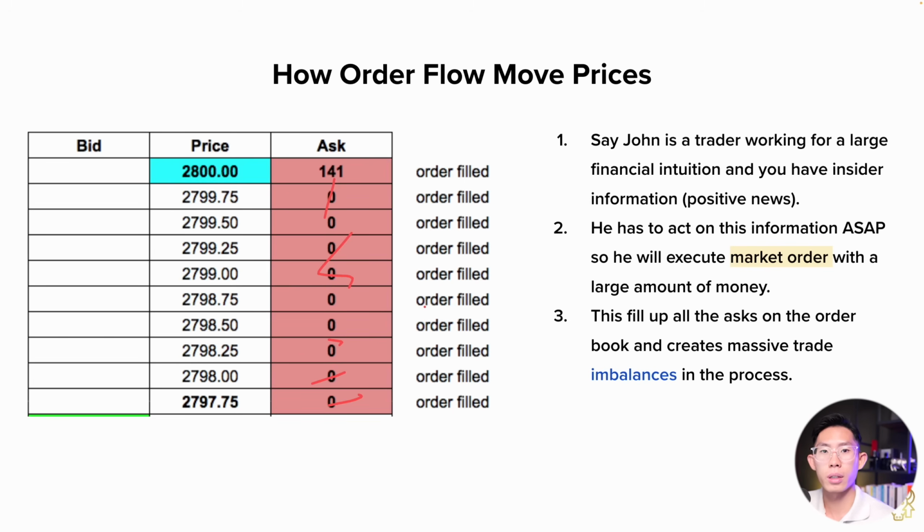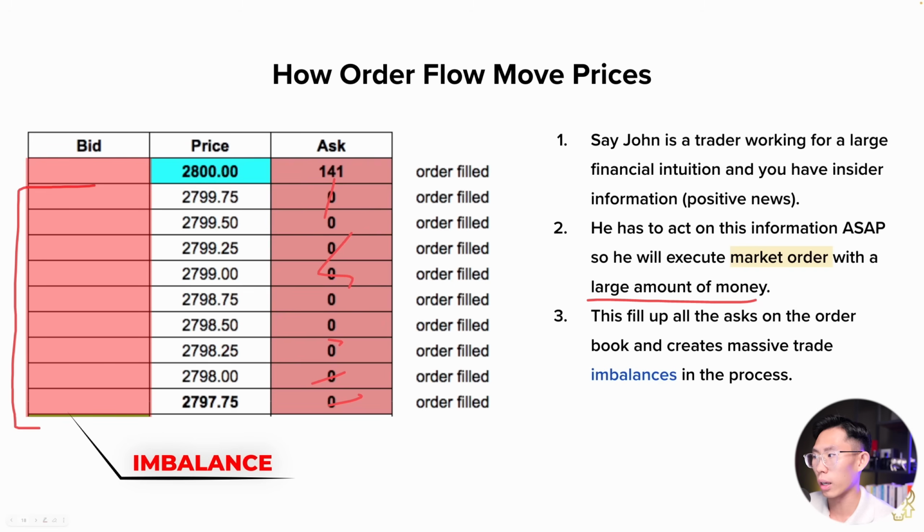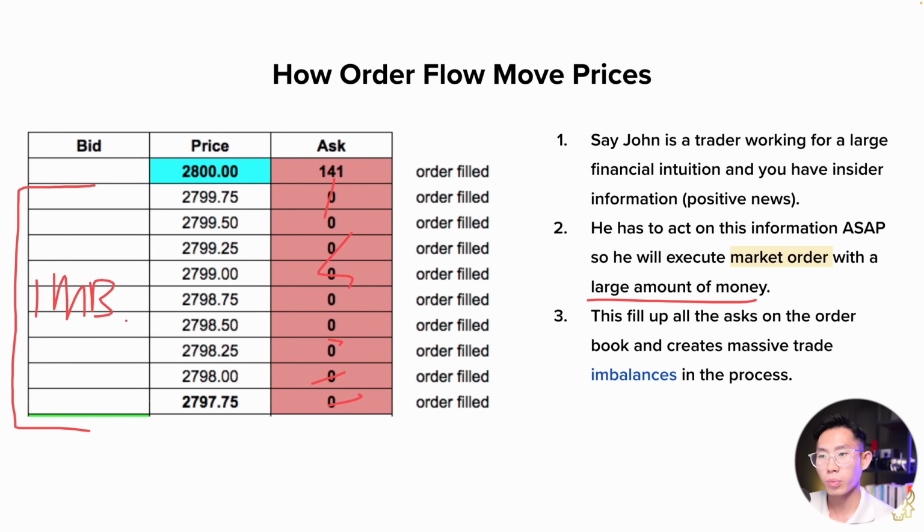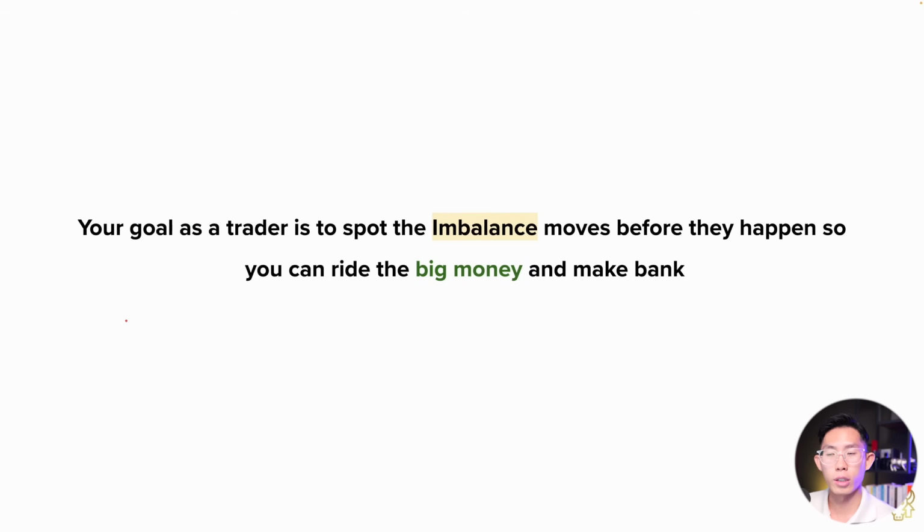And when this happens, it's because he was able to execute a large buy order, right? He was able to enter into the market in bulk. And this creates massive imbalances in the market. If you look at the left hand side, it shows your imbalances. And like I said, your goal as a trader is to really spot the imbalance move before it actually happens so that you can ride the big money and make bank.